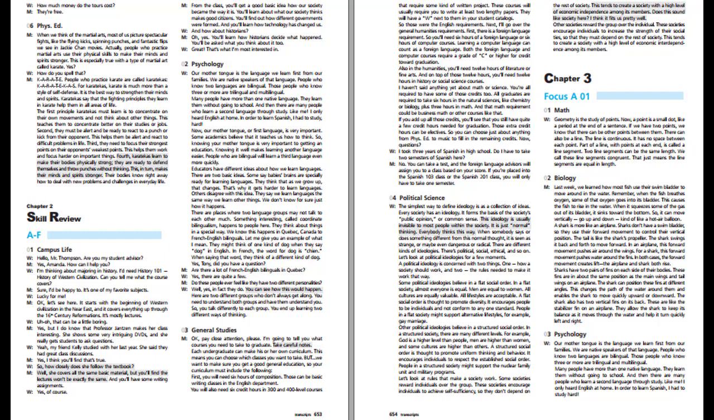And then there are many people who learn a second language through study. Like me, I only heard English at home. In order to learn Spanish, I had to study hard.